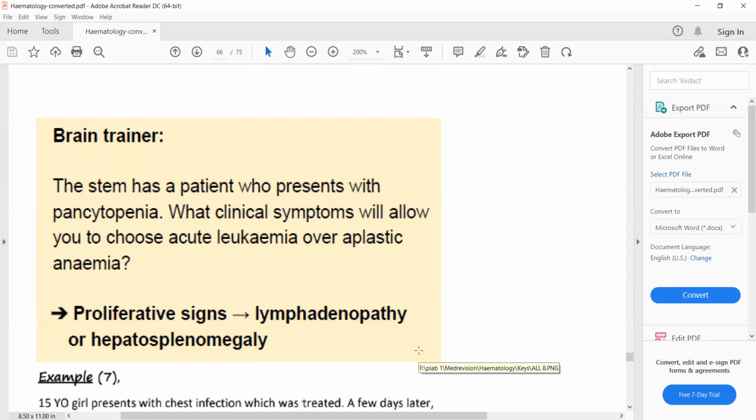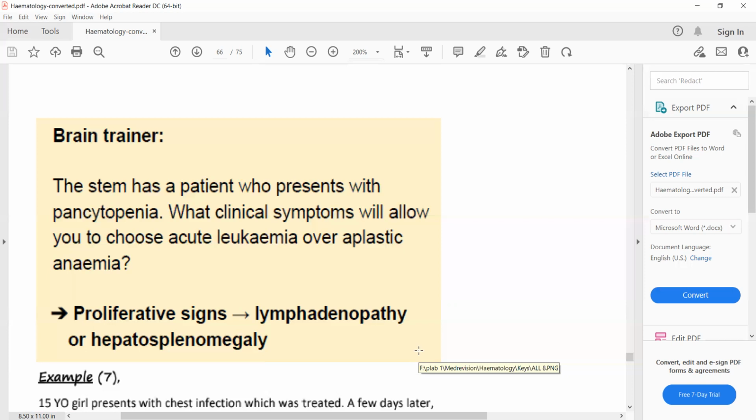The first is that we can differentiate between aplastic anemia and leukemia on the basis of a peripheral film. Peripheral film will be normal in aplastic anemia, while in case of leukemia, it will show blast cells or abnormal white blood cells. Bone marrow biopsy: if it shows numerous blast cells, then it is acute leukemia. And if it shows hypocellular bone marrow that is replaced by fat cells, then it will be aplastic anemia.